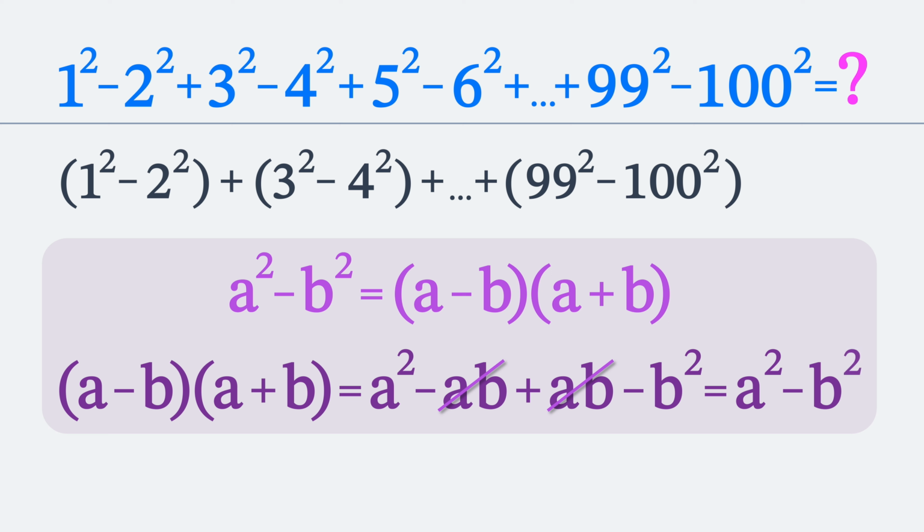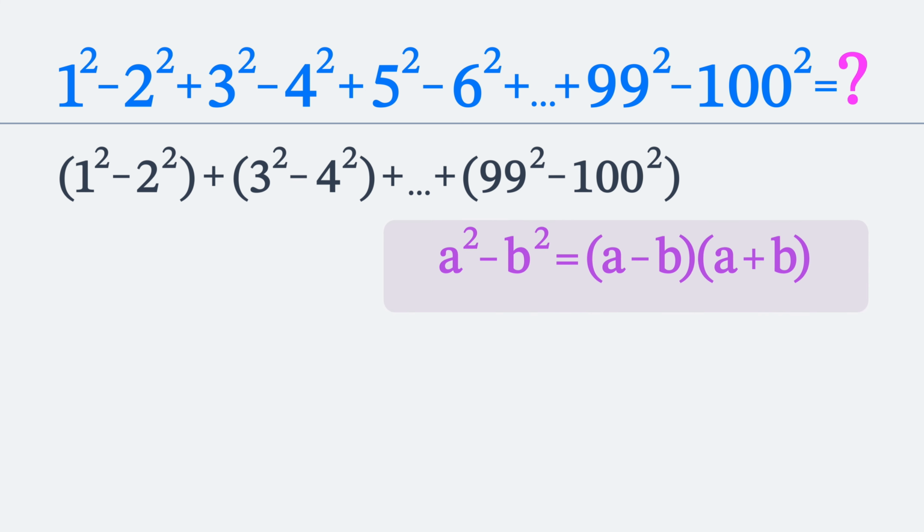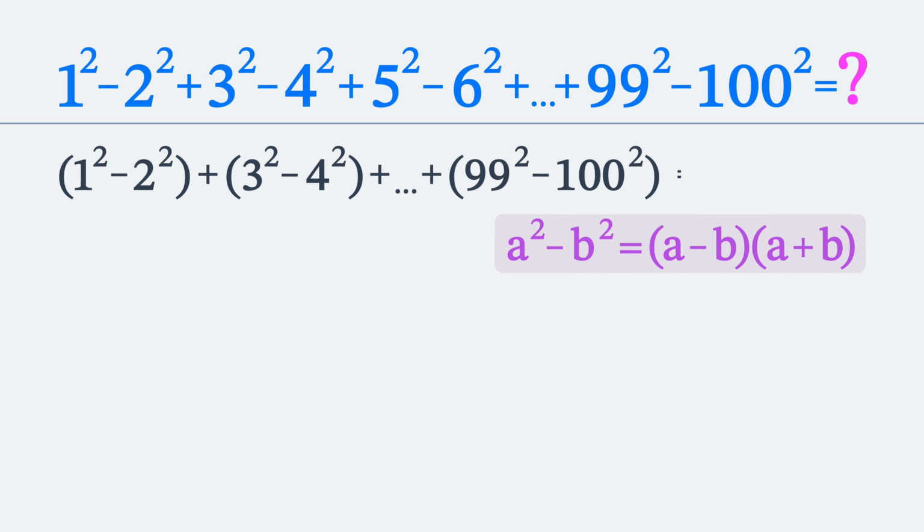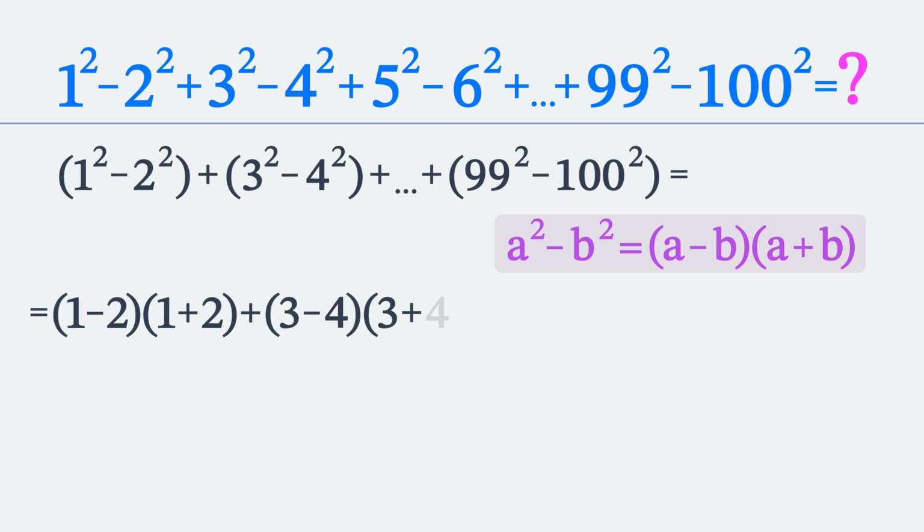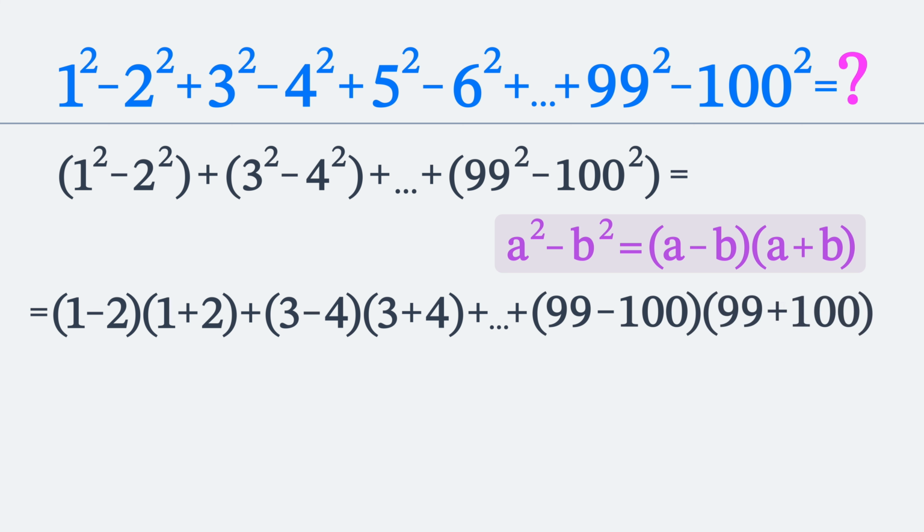Let's apply this formula for the difference of squares to each of the 50 pairs of brackets in our expression. As a result, we get the following expression: (1 minus 2) multiplied by (1 plus 2), plus (3 minus 4) multiplied by (3 plus 4), and so on. The last pair of brackets turns into (99 minus 100) multiplied by (99 plus 100).